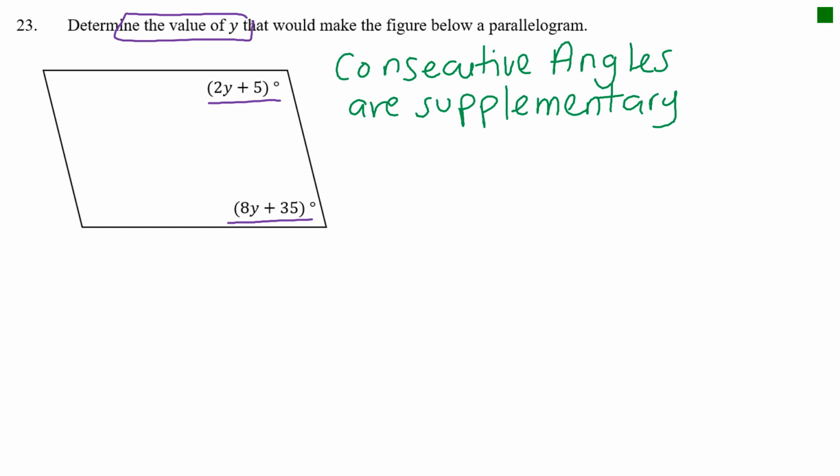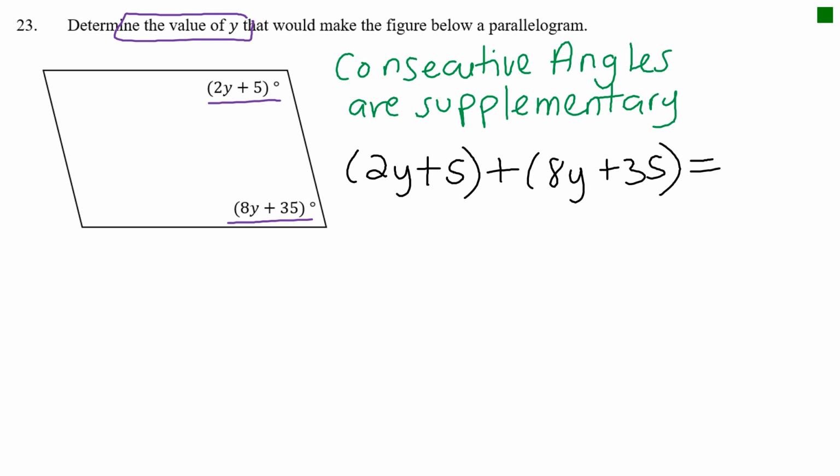So the equation I'm going to set up, and the reason I have to set up an equation is because we want to find y, which is a variable. In order to solve for a variable, you need to first set up an equation. So we're going to take the top angle, which is 2y plus 5. We're going to add the bottom angle to it, the one that was next to it, 8y plus 35, and that's all equal to 180 degrees. That's what it means to be supplementary.